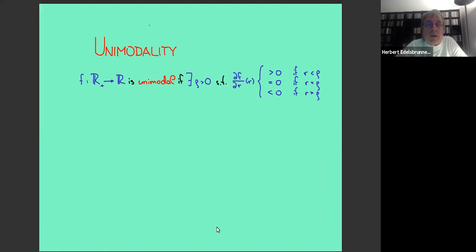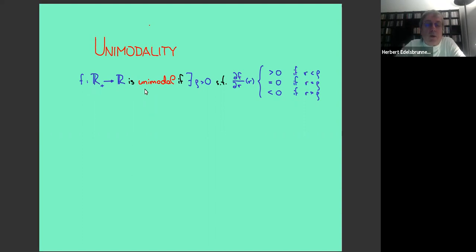I use this last volume formula to prove unimodality of the soft density. And this is important for our analysis. And that's why I said somehow the soft density is not arbitrarily chosen. It's chosen so that it's unimodal. So let me first talk a little bit about general unimodality and then about why the soft density is unimodal.